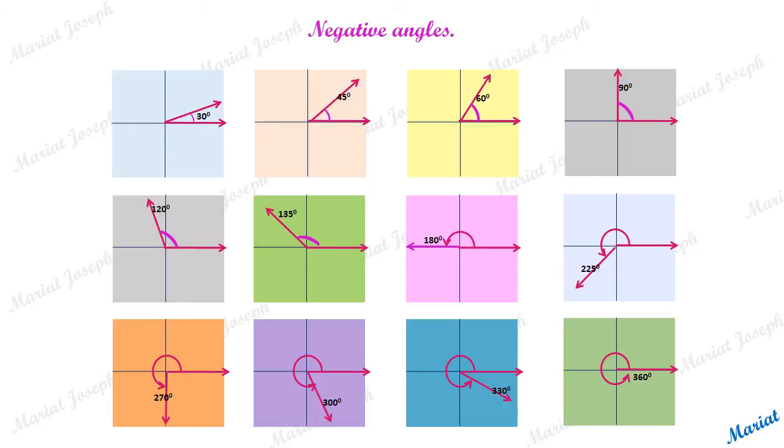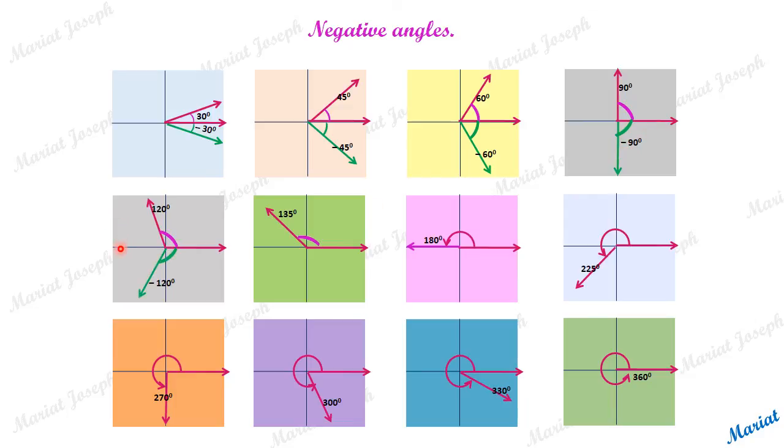Now let's see how we draw negative angles in standard position. Here we have all of these positive angles in standard position that we already did. Now negative 30 degrees in standard position will be drawn in the clockwise direction. If plus 30 is that side, minus 30 is in the clockwise direction. Minus 45 degrees will look like this. Clockwise direction 45 degrees is minus 45 degrees. Minus 60 degrees, minus 90 degrees. Plus 90 degrees is this, minus 90 degrees here.